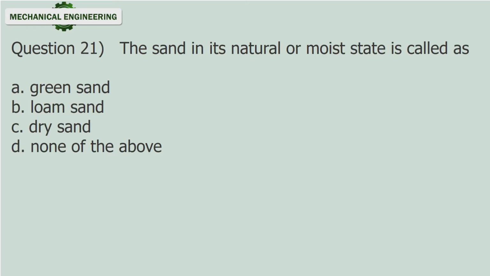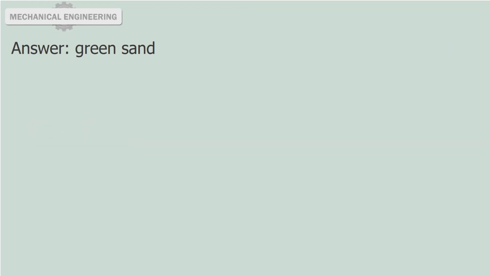Question 21. The sand in its natural or moist state is called as A. Green sand. B. Loam sand. C. Dry sand. D. None of the above. Answer: green sand.